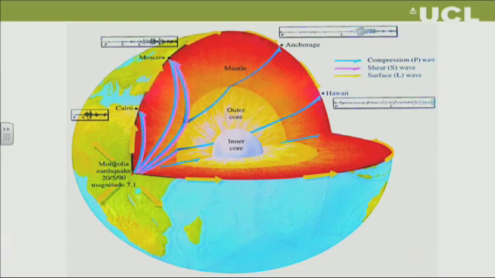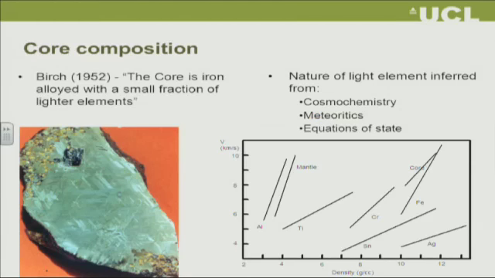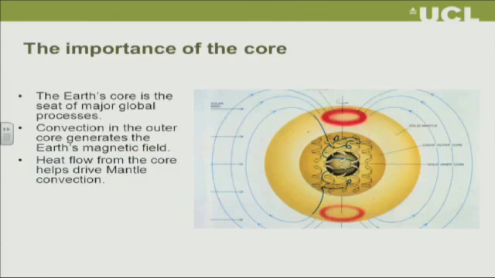Now, we've known the basic features of the structure of the Earth for a long time. We've also known from a number of pieces of evidence the composition of the core. The evidence comes from cosmic chemistry, the distribution of elements in the cosmos, analysis of meteorites, equations of state, and learning from seismology the properties of the materials at various parts in the Earth. And we know, as I said a few minutes ago, that the core is iron, alloyed with a small fraction of lighter elements.